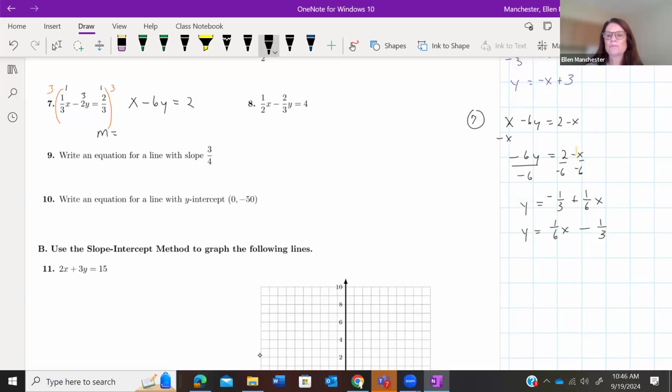Which one's the slope? 1/6. And my y-intercept? -1/3. Perfect. Good, good, good.